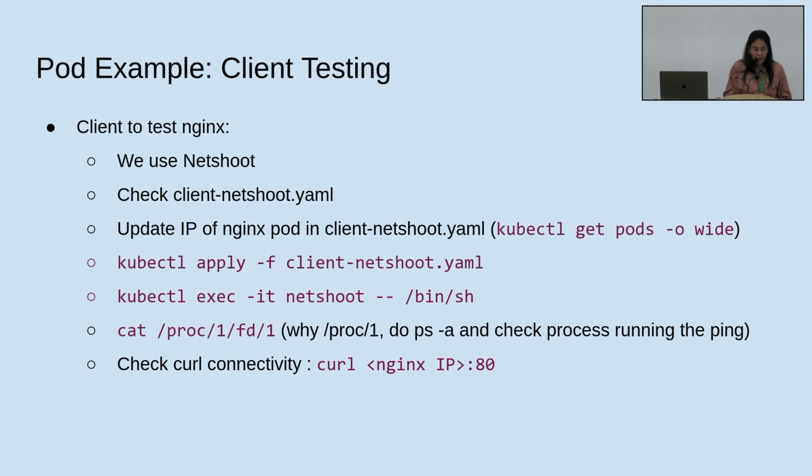Similar to what you've been doing till now, before doing that, there's this step that I've added: open the client netshoot.yml and you have to edit it. It needs to have the IP of the pod that's running the Nginx container, right? So how you get the IP is kubectl get pods, and if you do -o wide, you'll see an IP column and you'll see the IP there. Pick that IP and replace it in the section that's there in client netshoot.yml.